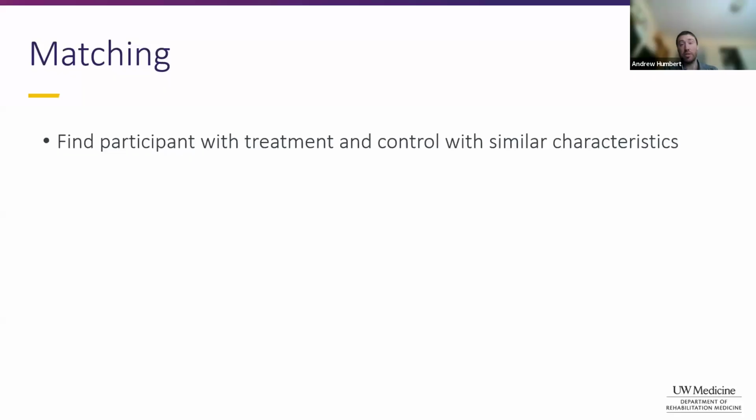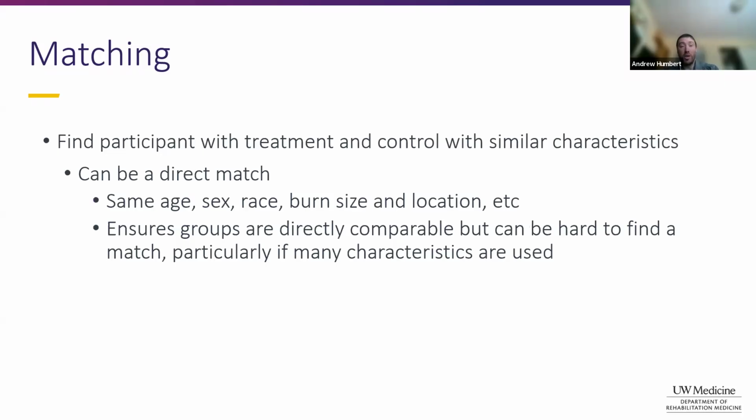So the first one I'm going to talk about is matching. In its simplest description, we're just trying to find a participant with a treatment and a participant who's in the control group who have similar characteristics. Ideally, there are two identical people. If we could have identical twins, they'd be as close as we could get to the perfect match here. So we can do a direct match where I want to find somebody who has the exact same age or at least close, same sex, same race, same bird size, and the same location of the burn, et cetera, and try to match perfectly with somebody else. And this is really nice because it ensures that the groups are directly comparable. They have the exact same age, the exact same sex, the exact same race. We know they do not differ on any of those characteristics that we can match for.